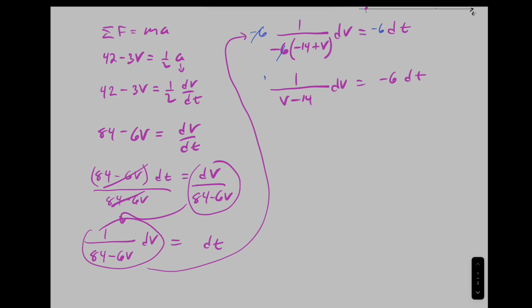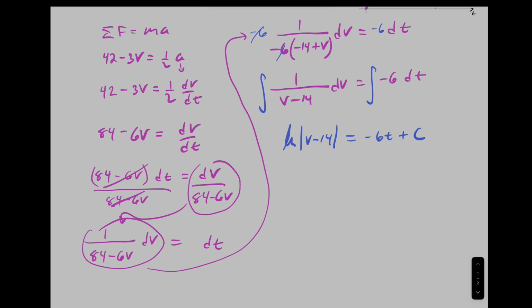And so now I'm going to take the integral of both sides. Just like I said before, go back and watch part 1 if you haven't seen it already. So on the left, I have the natural log of the absolute value of v minus 14 is going to be equal to negative 6t plus a constant.